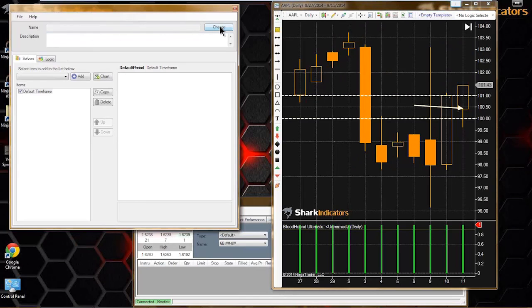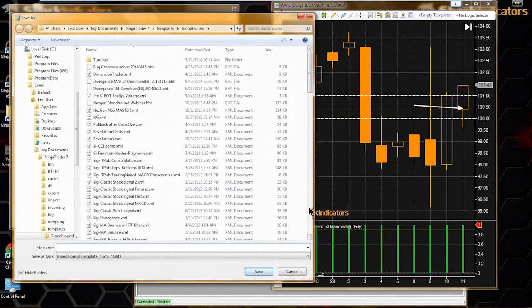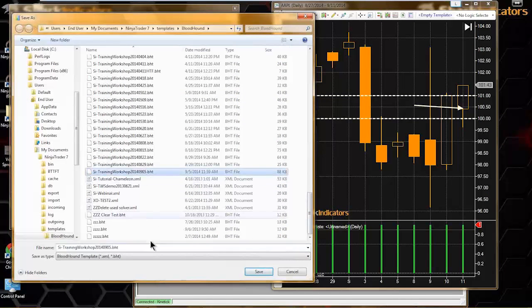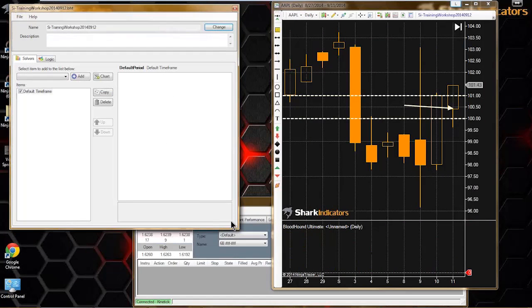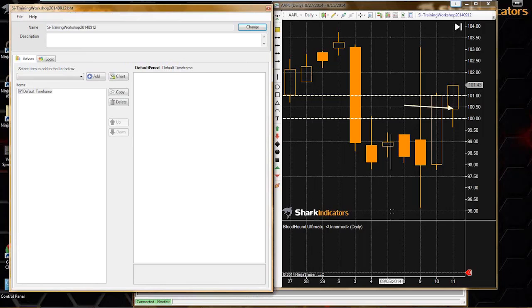So let's open up BloodHound here, and let's name our system first. We'll just take last week's BloodHound template and change the date for today. Okay, so the core condition that we're looking for is a comparison. We're comparing the open price to the lower strike price, and we're comparing the open price to the upper strike price to determine which one of them is closer.